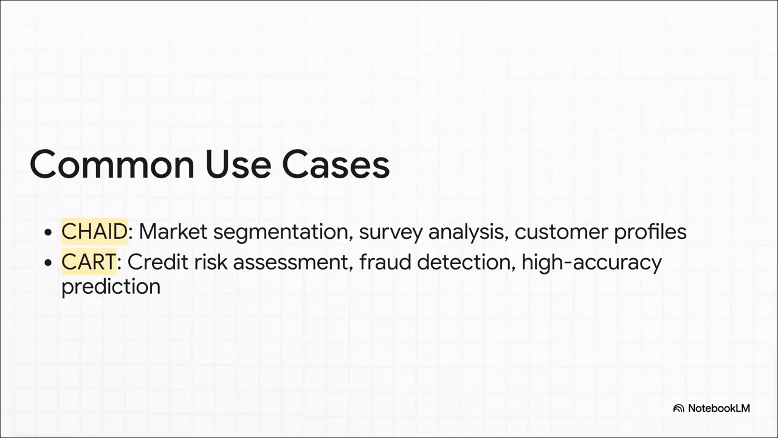And because of this core difference, you see them used in totally different places. Marketers love CHAID for things like customer segmentation or digging into survey results, anytime the why is just as critical as the what. Meanwhile, CHART is the undisputed king in places like credit risk and fraud detection, where all that matters is getting the prediction right.